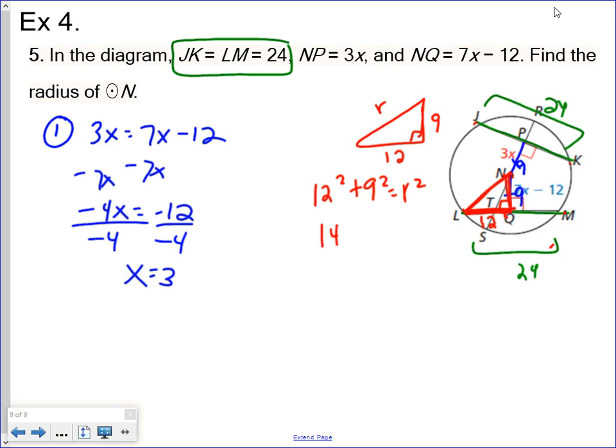12 squared is 144, 9 squared is 81. 144 plus 81 is 225. That's r squared. So square root. And what do we get? 15?